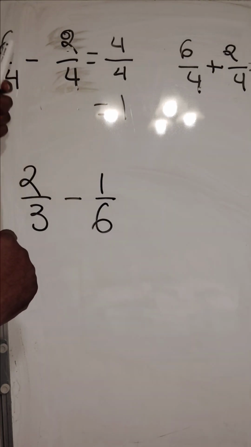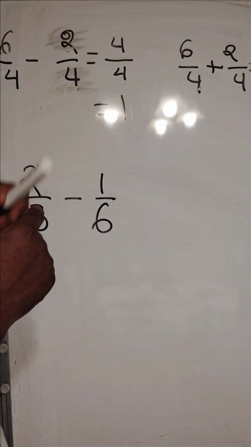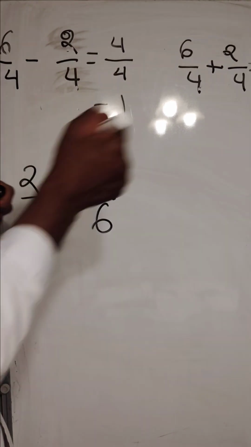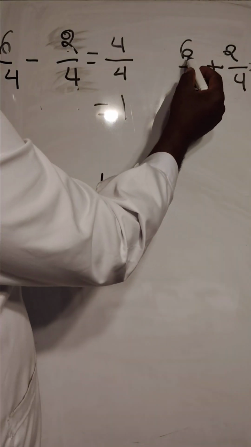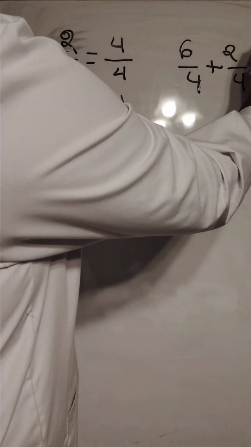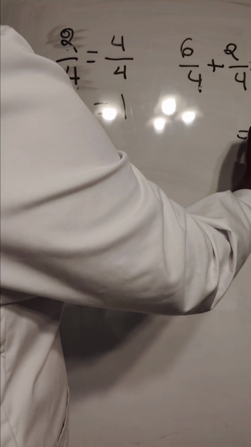So as we say here, they have the same denominator. We carry 4 over there. We do the difference between 6 and 2, which is 4. 4 over 4 is 1. Let's do the addition over there. You're going to have 6 plus 2, it's 8. So you're going to have 8 over 4. It will give you 2.